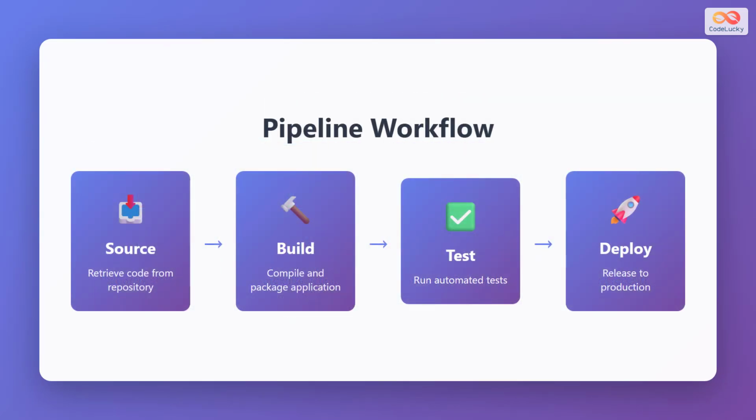A typical CodePipeline workflow consists of 4 main stages. The source stage retrieves your code from a repository whenever changes are detected. This triggers the pipeline automatically. Next, the build stage compiles your source code and packages your application into deployable artifacts. The test stage then runs automated tests to verify that your application works as expected and meets quality standards. Finally, the deploy stage releases your tested application to production or staging environments. This linear workflow ensures that every code change goes through the same consistent process, reducing the risk of errors and improving reliability.